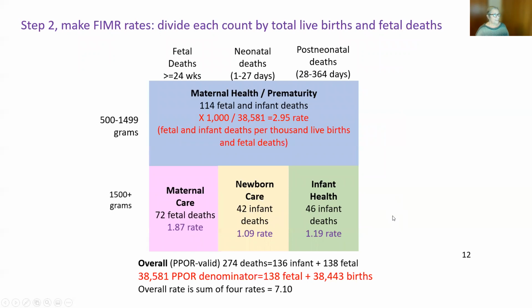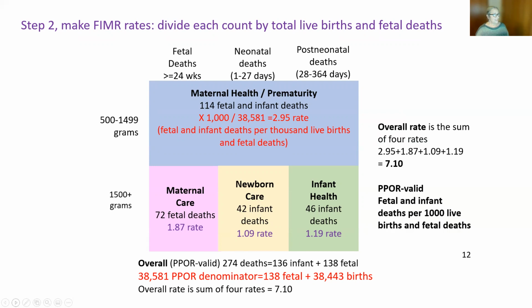The next part would be to divide each count by the total live births and fetal deaths. Each count gets divided by the same number, and that gives you a rate. You multiply by 1,000, just like for infant mortality. And that gives you a rate that sums up to the overall rate. So it's not rocket science so far.